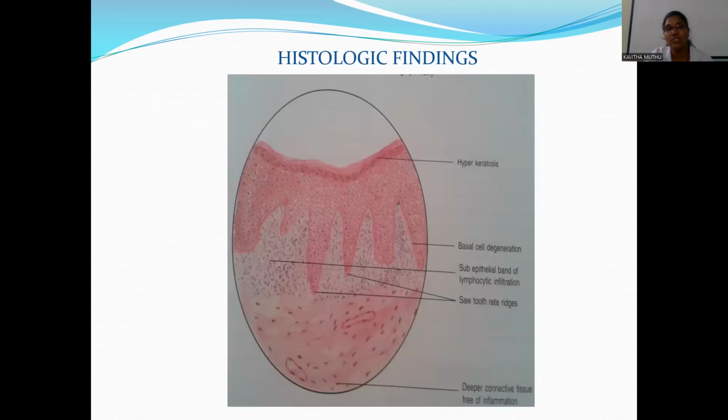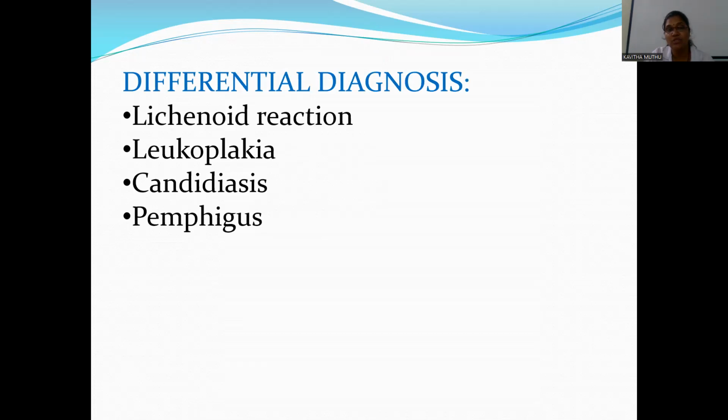Now we are moving to the histological findings. What we can expect to see here is hyperkeratosis, basal cell degeneration, and a subepithelial band of lymphocytic infiltration. And look at the sawtooth rete ridges, and the deeper connective tissue is free of inflammation. The differential diagnosis includes lichenoid reaction, leukoplakia, candidiasis, and pemphigus. We can see the detailed pathophysiology later on.